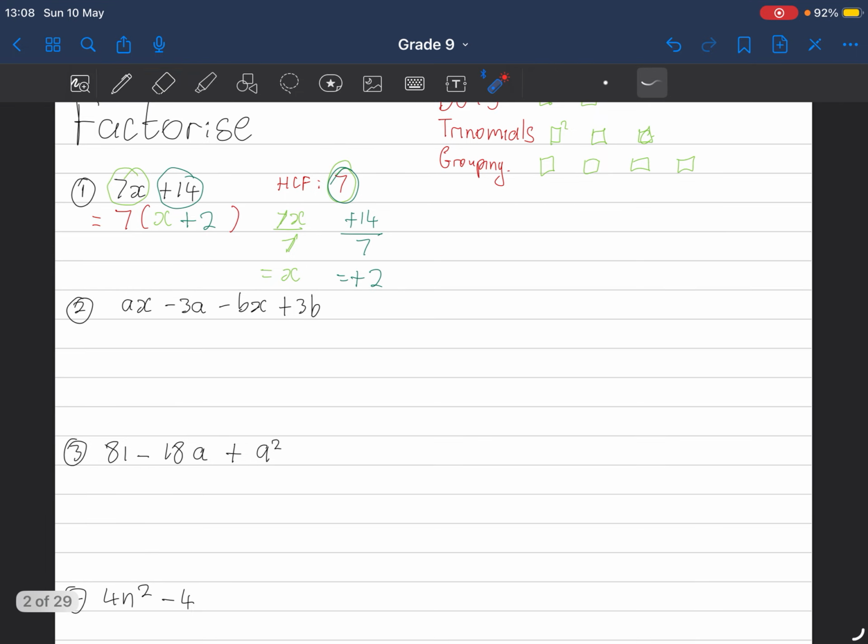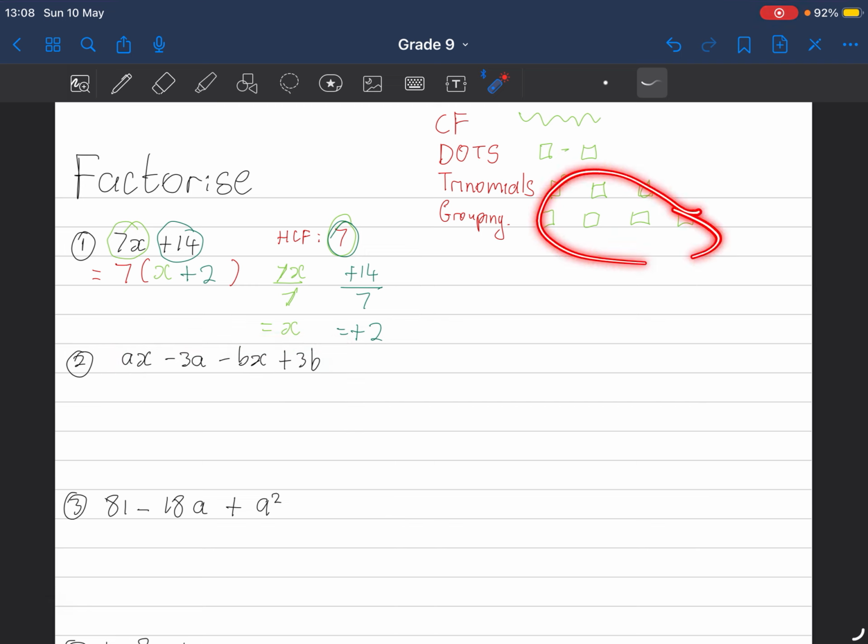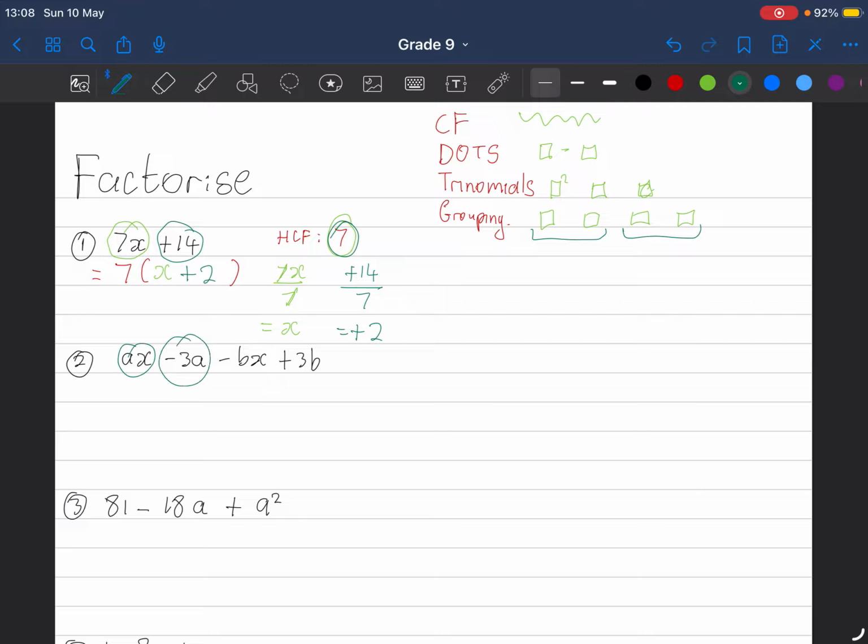For method number 2, we have four terms. When we have four terms, the thing we try to do is select two groups, and in those groups, we look for common factors. If I look at the first term and the second term, do they have a common factor? Well, yes, a is common in both those terms. So I can group these two together and group these two together.